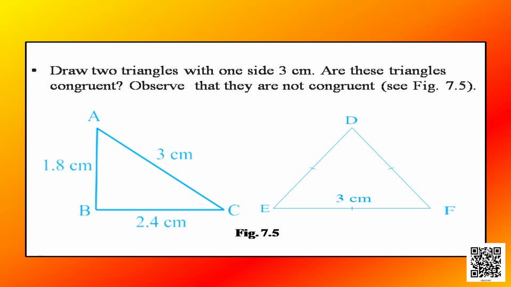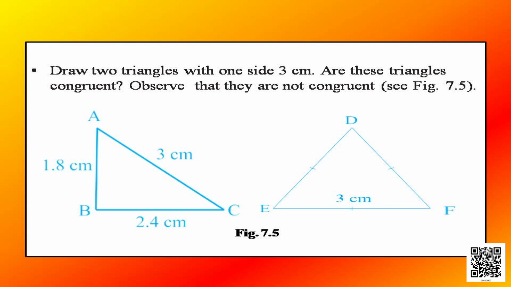Are these triangles congruent? Observe that they are not congruent. Let us check it out. Okay. It is given that two triangles ABC and DEF. What about the base side? Side BC and side EF. BC is having measurement 2.4 cm and EF is measuring 3 cm.